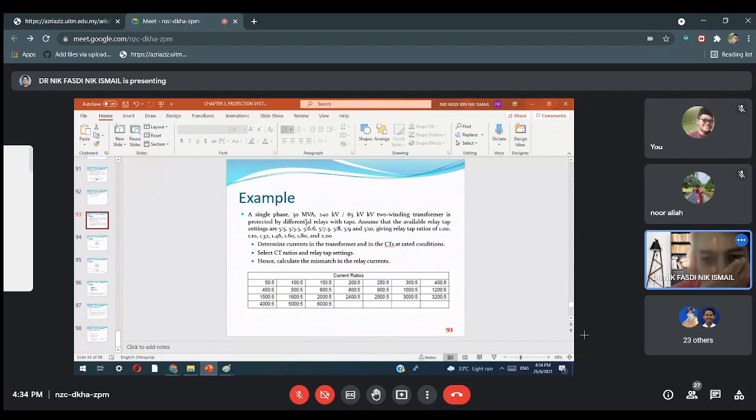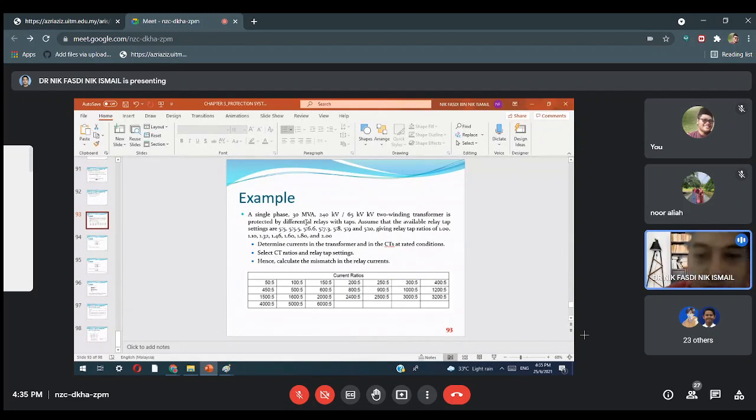Okay, a single phase 30 MVA, 240 kV, 65 kV transformer. It steps down from 240 kV to 65 kV. The two winding transformer is protected by a differential relay. If we say differential relay, imagine in your head there is no mismatch, otherwise it will give errors. The CT current, the relay will operate at the start of the fault current.